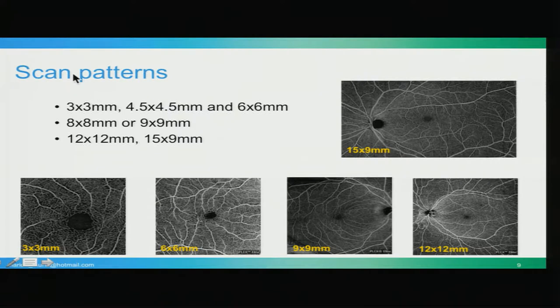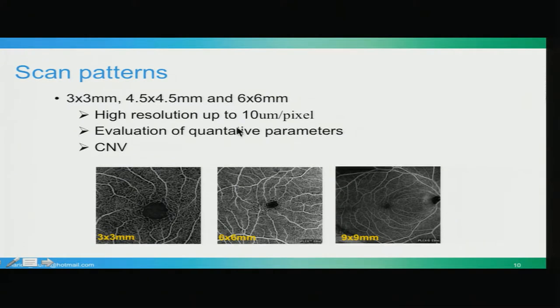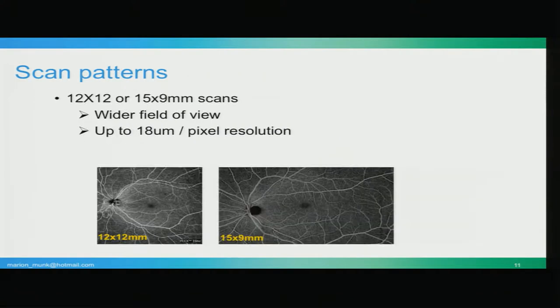Each device uses different scan patterns, so actually all the devices provide a 3x3 and a 6x6 millimeter scan. Some of the devices also provide 8x8 and 9x9 millimeter scans, and the Zeiss Plex Elite also has a 12x12 and 15x9 scan pattern, which you can see here, which is, I think, very intriguing. The central scan patterns are usually high resolution, up to 10 micrometers per pixel, and you can really evaluate quantitative parameters. You can account for CNV, and these are used really to look at the center of the image.